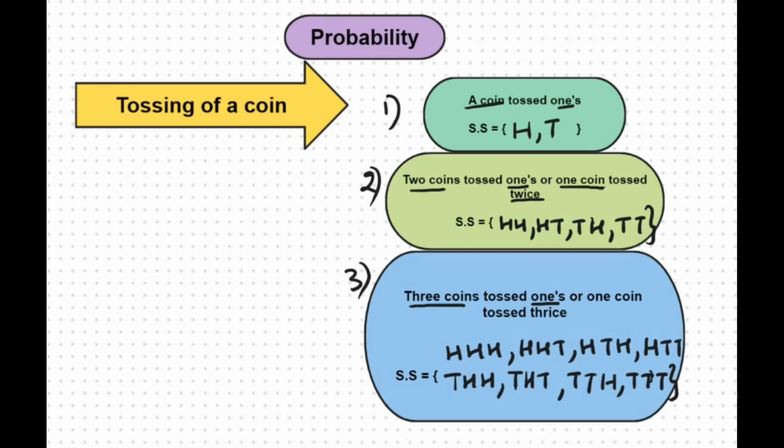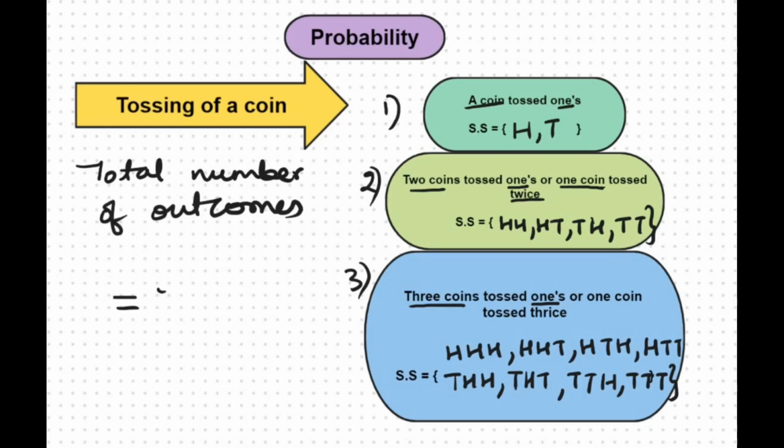Now, without writing the sample space also, in case of tossing of a coin, we can write the total number of outcomes. But we should write the sample space to find the favorable outcomes. So there is a shortcut formula by which we can know the total number of outcomes in case of tossing of a coin. Since a coin has 2 faces, so we will write 2 to the power n, and n is the number of tosses.